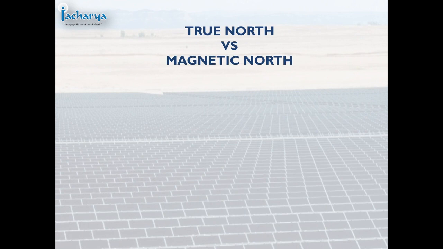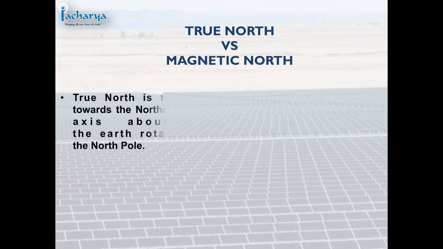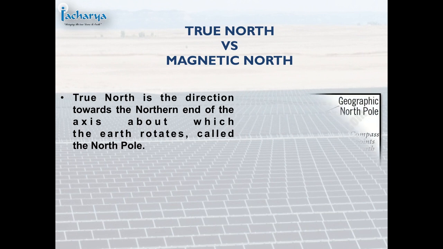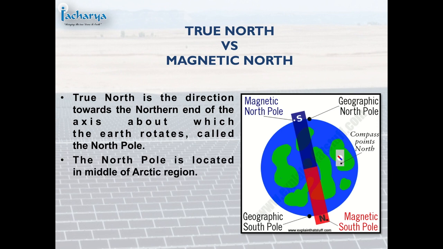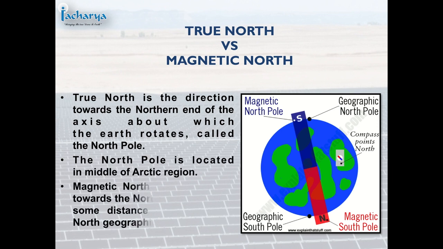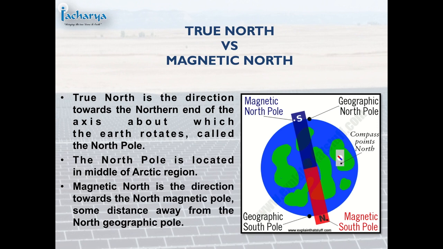True north versus magnetic north. True north is a direction towards the northern end of the axis about which the Earth rotates, called the North Pole. The North Pole is located in the middle of the Arctic region. Magnetic north is a direction towards the North Magnetic Pole, some distance away from the North Geographic Pole.